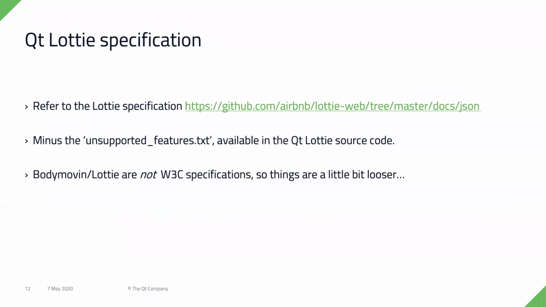Okay, so the specification for Qt Lottie, this is perhaps the most important thing to know, is also slightly difficult. The original Lottie specification is available on GitHub under the Airbnb Lottie Web. We have an unsupported features text file which comes in the Qt Lottie source code. So you just really need to go through both of those to get an idea of what should run.